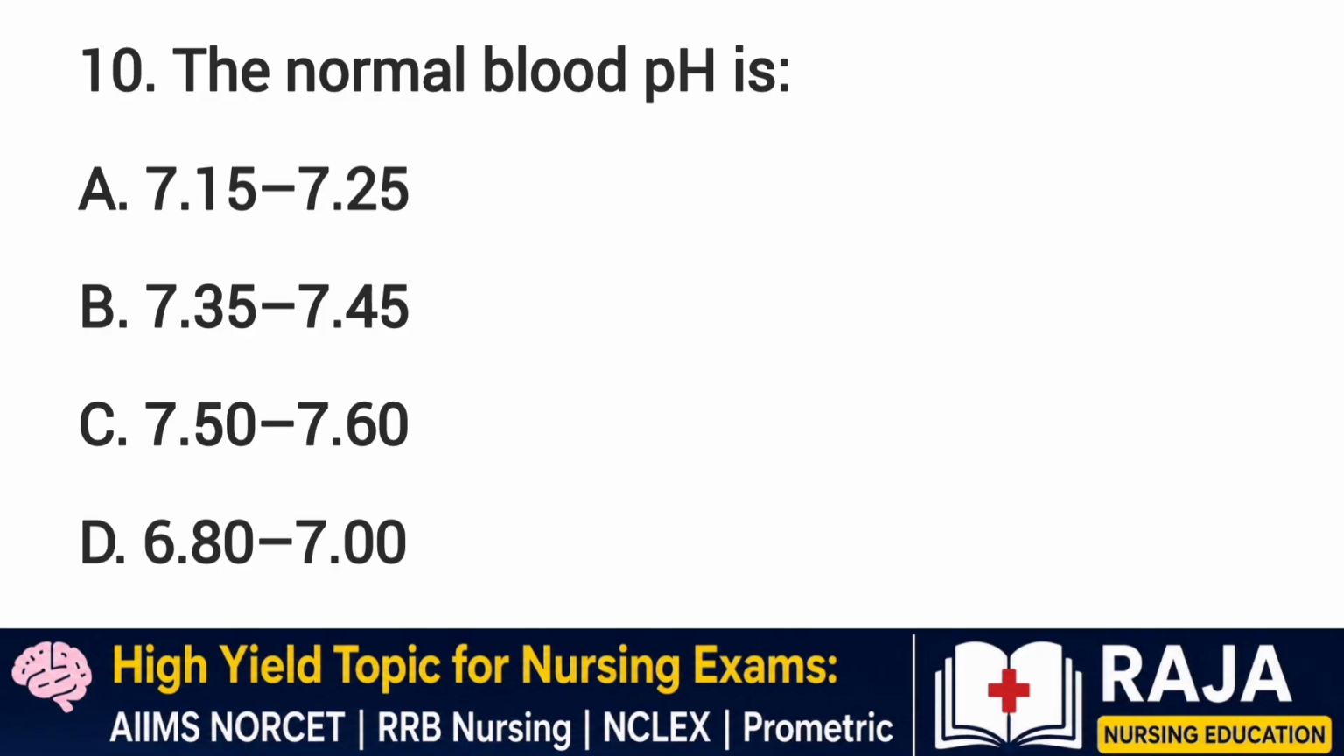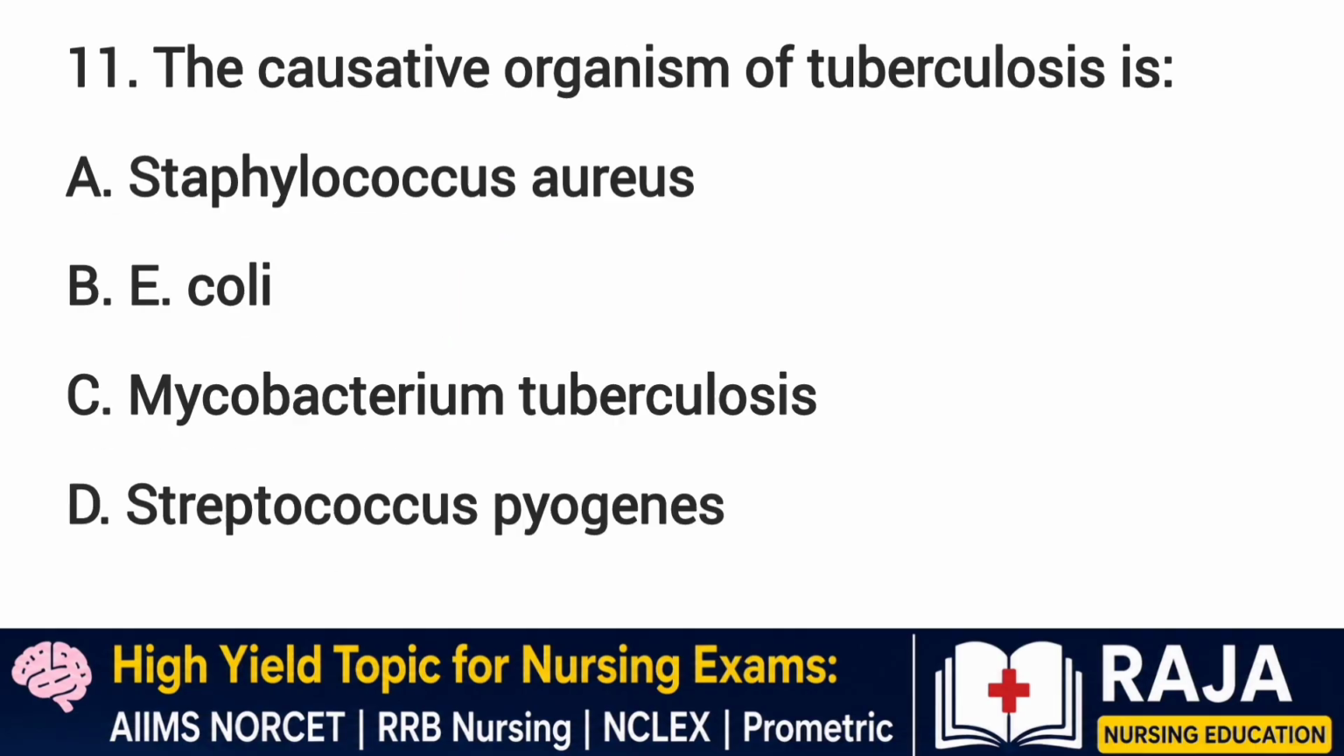The normal blood pH is? The answer is B, 7.35 to 7.45 is the normal blood pH. The causative organism of tuberculosis? The answer is C, Mycobacterium tuberculosis causes tuberculosis.